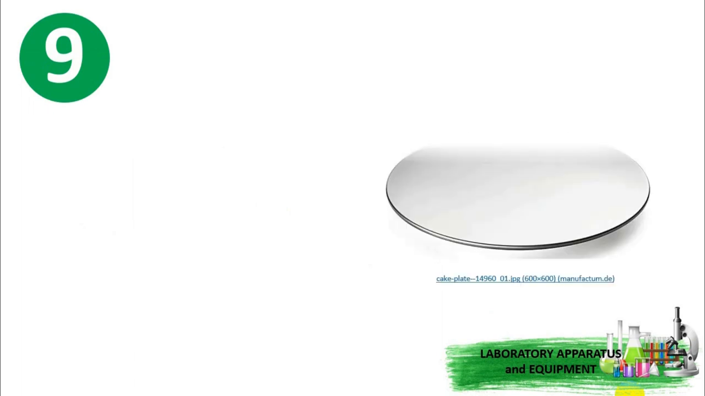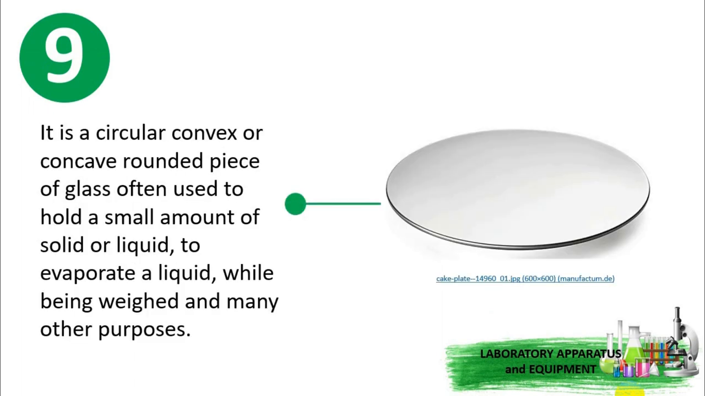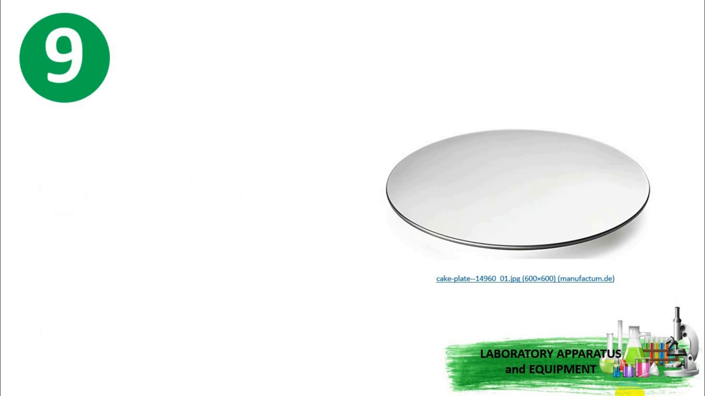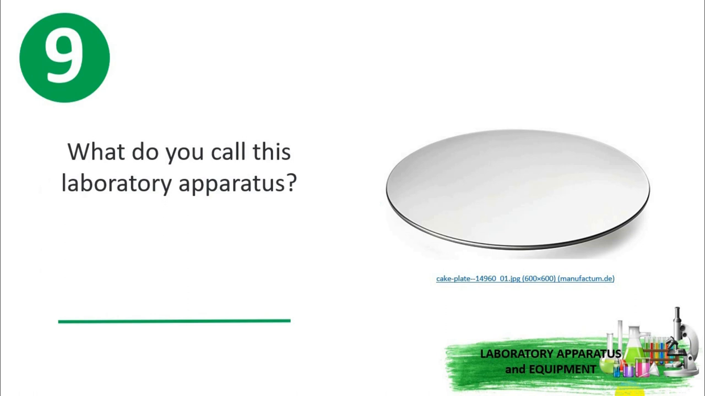Number 9. It is a circular, convex, or concave rounded piece of glass often used to hold a small amount of solid or liquid, to evaporate the liquid while being weighed, and for many other purposes. It can be used as a beaker cover to prevent dust from entering the beaker. What piece of laboratory apparatus is this?